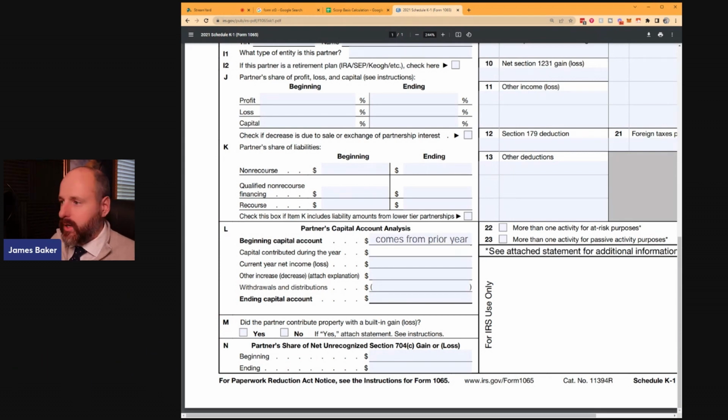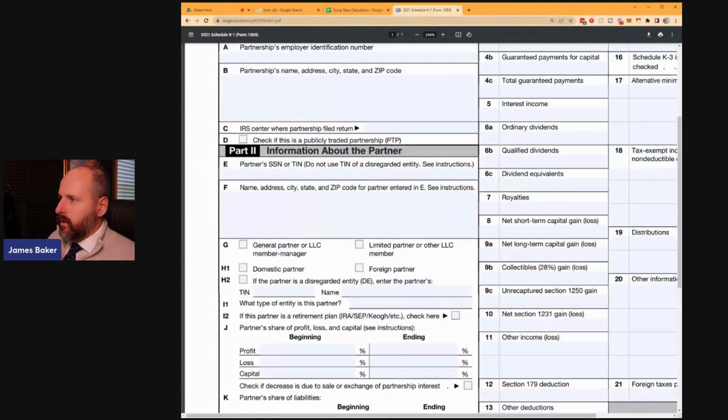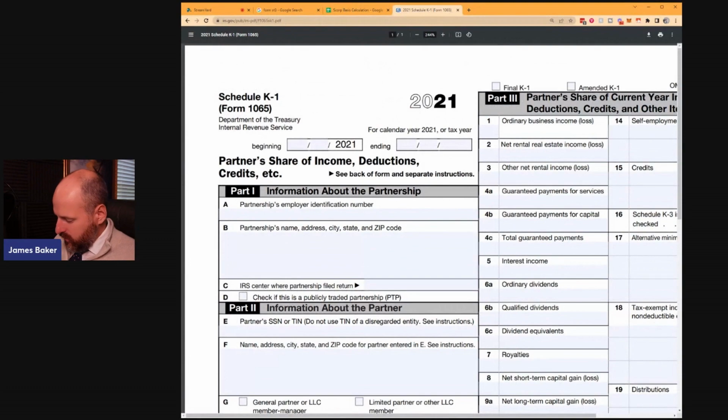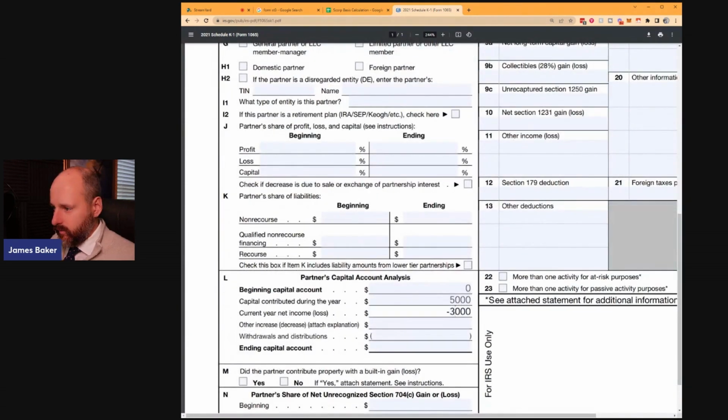Capital contributed is money you put in. So if you put in money, it increases your basis. If you put in $5,000, it increases your basis. For the prior year, for the beginning account, let's just say it's zero. You have a new company. You put in $5,000. The business loses $3,000. And up here, you're going to see an ordinary business loss of $3,000. Great, right? We'll do it like they say, in parentheses instead of a negative.